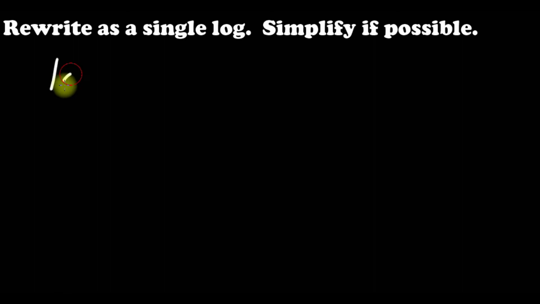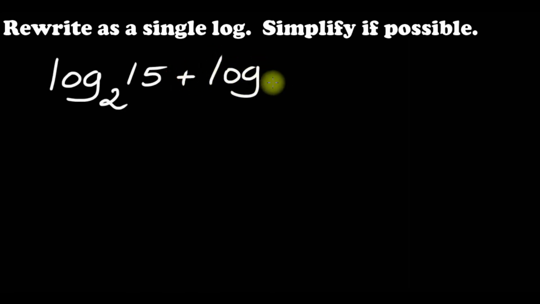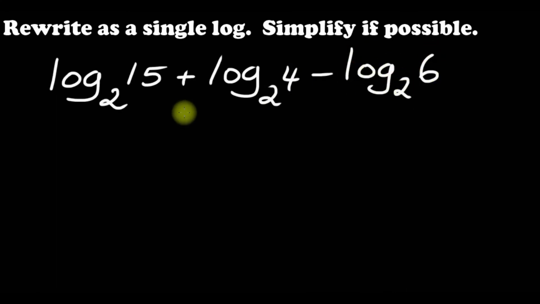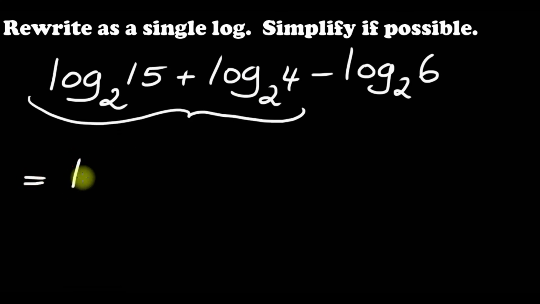So here I have log base 2 of 15 plus log base 2 of 4, take away log base 2 of 6. We are going to condense this, so turn this into a single log. The first thing here is going to be these two. So you've got a sum of logs. Well, the sum of logs is the same as the log of the product.